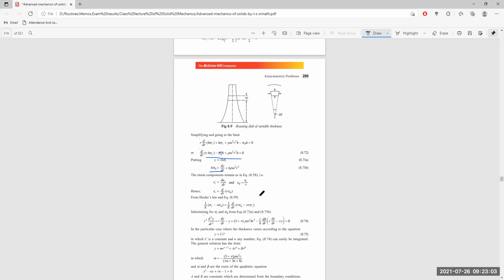So here we are supposed to prove that epsilon r, the strain in the radial direction, is equal to d by dr of r epsilon theta itself. If you put the value of epsilon theta here, you will reach the same position. From Hooke's law, we know 1 by E, sigma r minus mu sigma theta, is equal to 1 by E again, d by dr of r sigma theta minus mu r sigma theta. What we have done here is putting in the value of sigma theta itself.